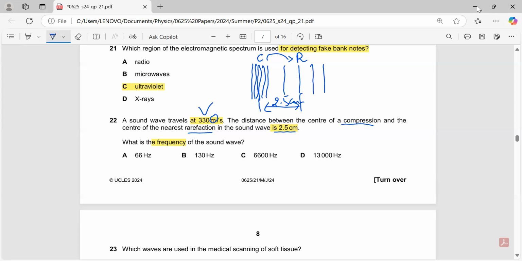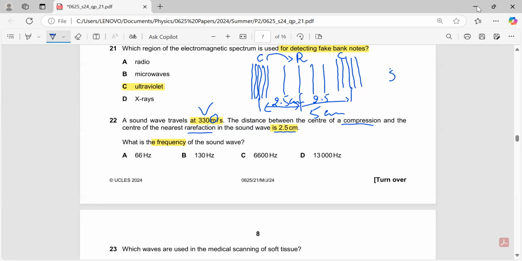But you know what a wavelength is, we need a wavelength also to calculate the frequency. The wavelength is the distance between two successive crests or troughs, and in this case, two successive compressions or two successive rarefactions. So we need this distance from the center of one compression to the center of the next compression. So 2.5 and 2.5 will give you 5 centimeter, right? But 5 centimeter, we are not using it. We need to convert it into meters, right?